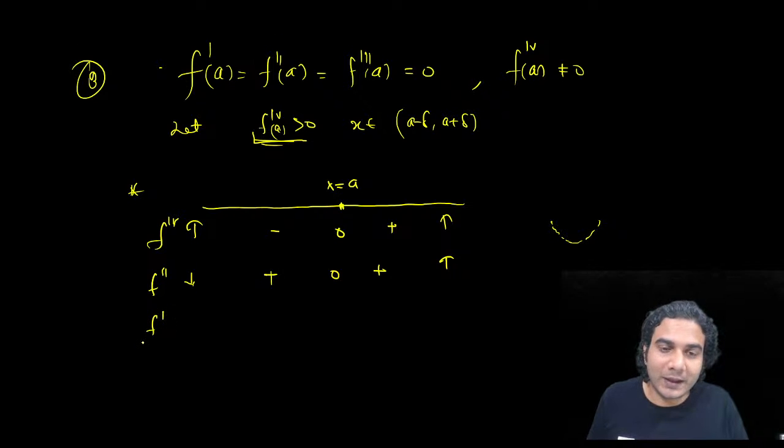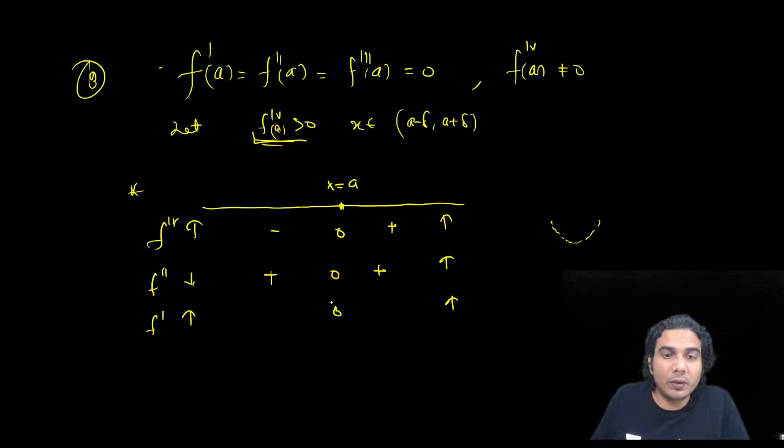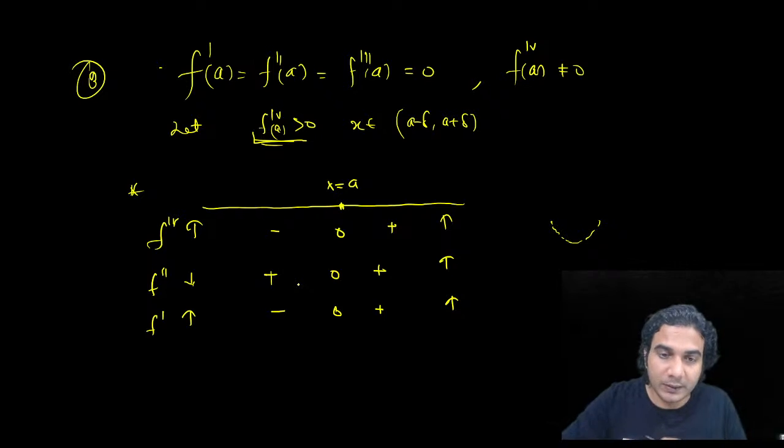Now let's come to f dash. Now f dash you can see is increasing here and increasing here also, right? Both sides increasing. And f dash 0 is given 0. So it is 0. And after that, because it is increasing, so it will become positive. And before that it was also increasing and it reached 0. So that means it was negative before that. So we have got the sign of f dash also.